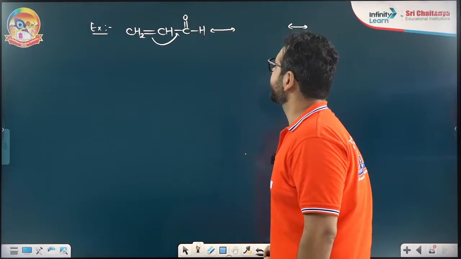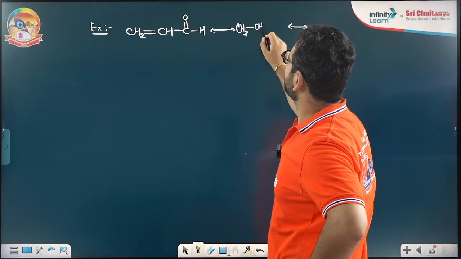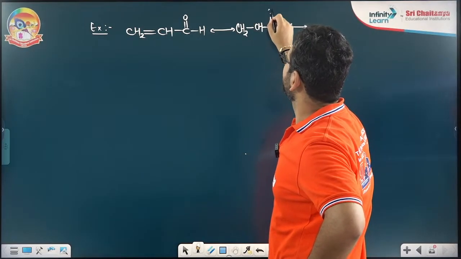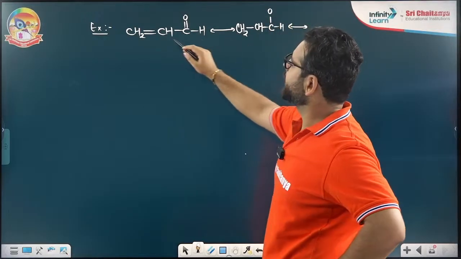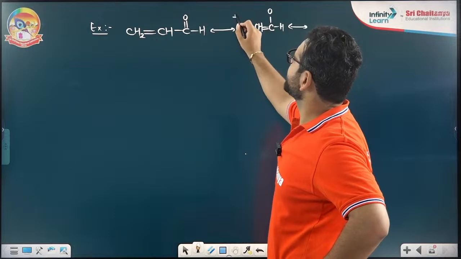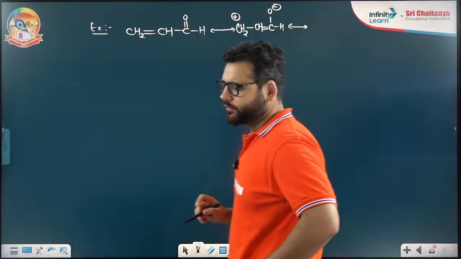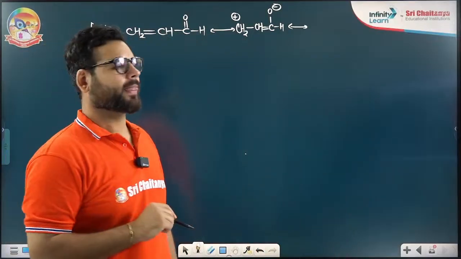This is one way. So you will get CH2, single bond CH, single bond C, O, H. What has happened? Pi became pi. So this pi came here, giving a positive charge to this carbon. This pi went to oxygen, giving a negative charge to oxygen. This is the first canonical form.